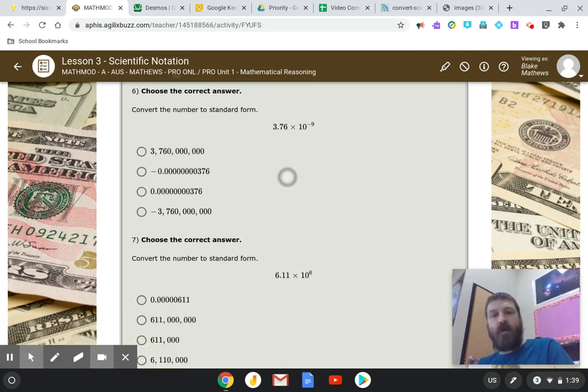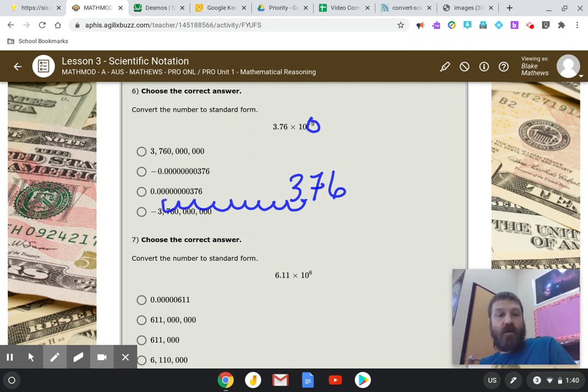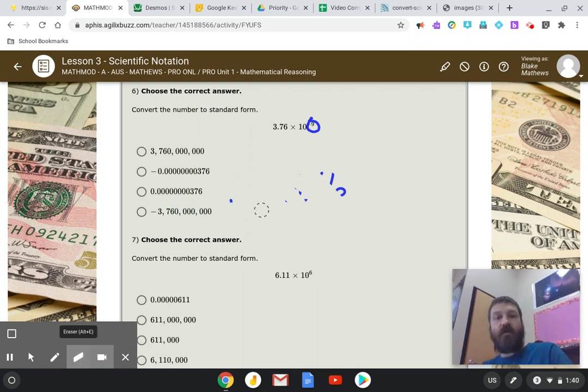So we start with 3.76, and we need to move it 9 spaces smaller. So it's going to go this way: 1, 2, 3, 4, 5, 6, 7, 8, 9. And let me erase and start over because I did not give myself enough space to do that. So let's go back.